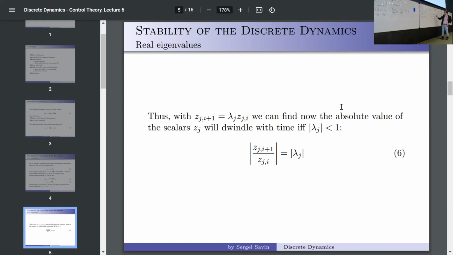Now, what would be expression 6? We want to see the ratio between this variable and this variable. Z1 sub i plus 1 divided by Z1 sub i is equal to 2. And here, the same ratio, Z2 sub i plus 1 divided by Z2 sub i, is 0.5.